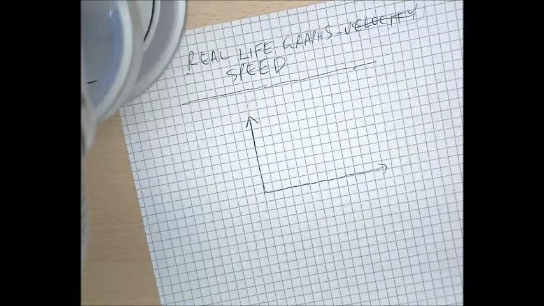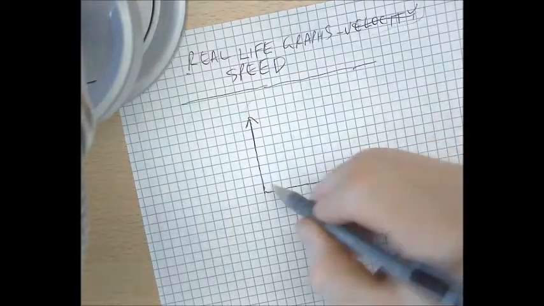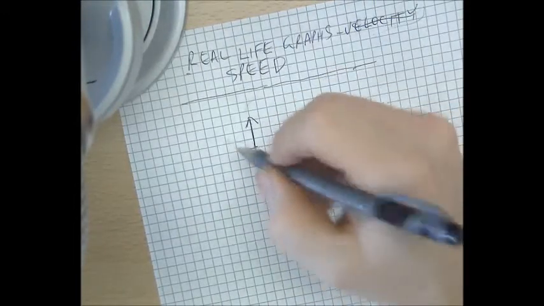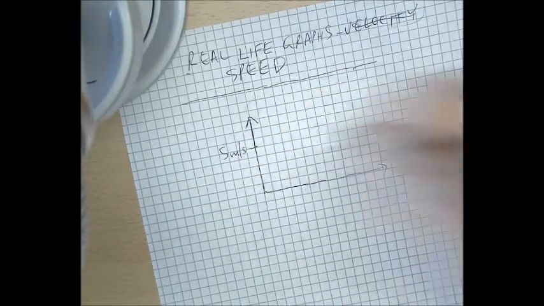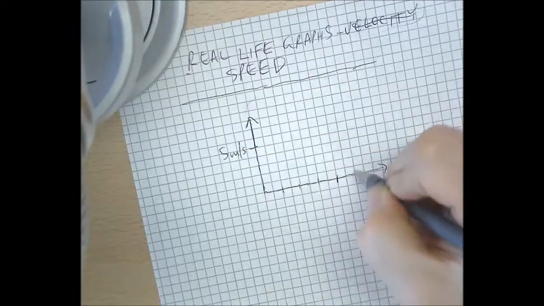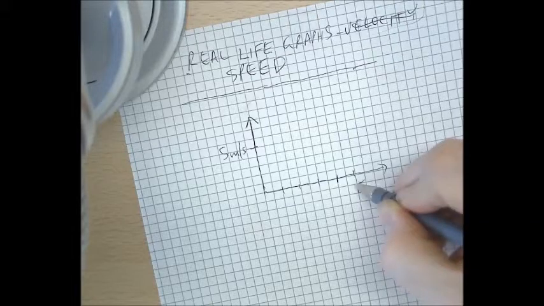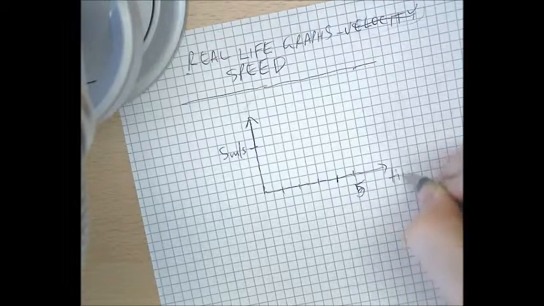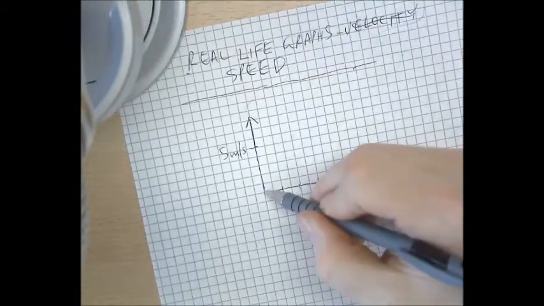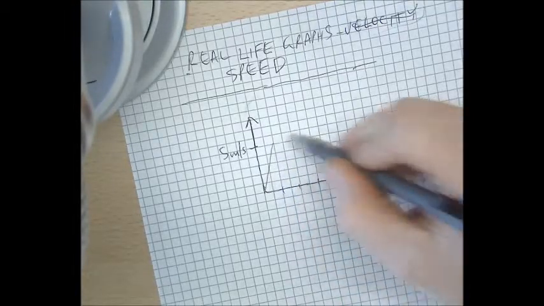Right, so, everyone, here's another type of story. This time, we measure your speed. So this would be 5 meters per second, and this is time. So this is 5 seconds. Okay, right, so let's say this is your graph.